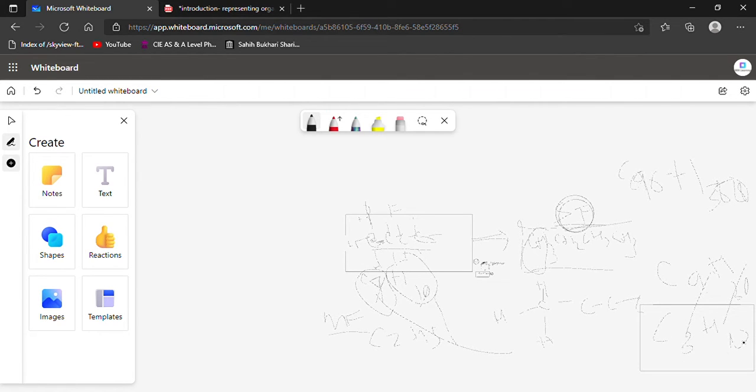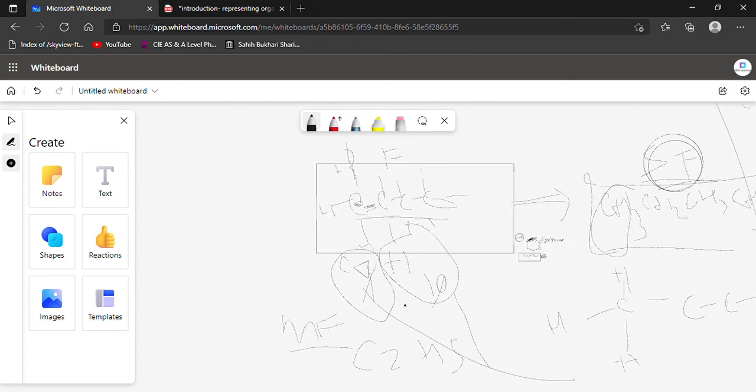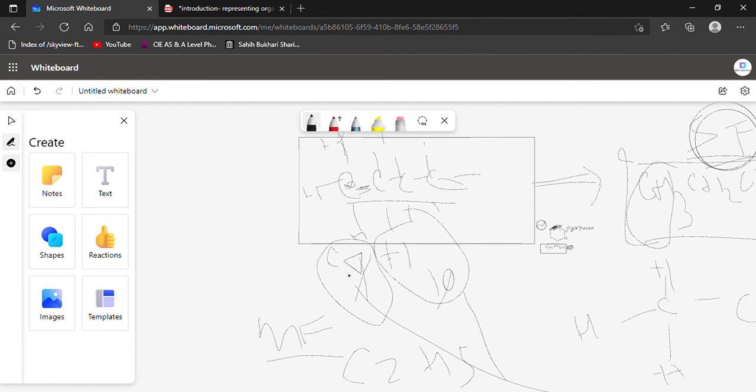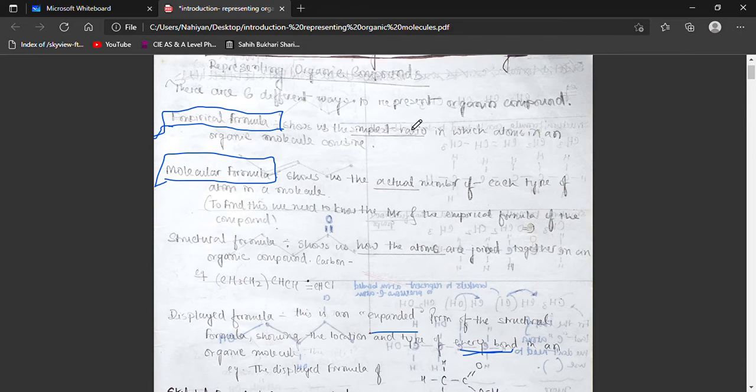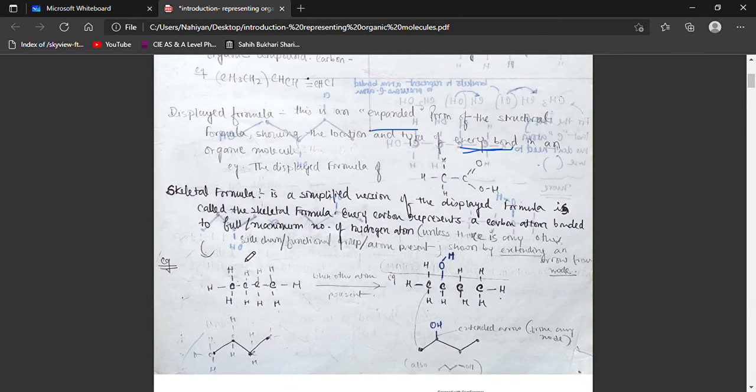This gives an idea of which group the structure belongs to. For instance, by looking at the empirical formula of this, we can say this is an alkane. Already we can say this is an alkane. So that's what empirical formula is. Now something new into the A levels, that is the skeletal formula.